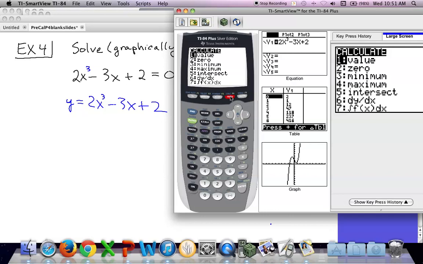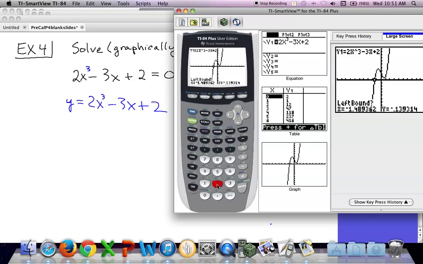And number 2 option there is zero, right? X-intercepts are known as zeros. So if I hit 2, now it's going to ask me a series of questions. Right? And we need to know how to do this. We should be fairly fluent at doing this.